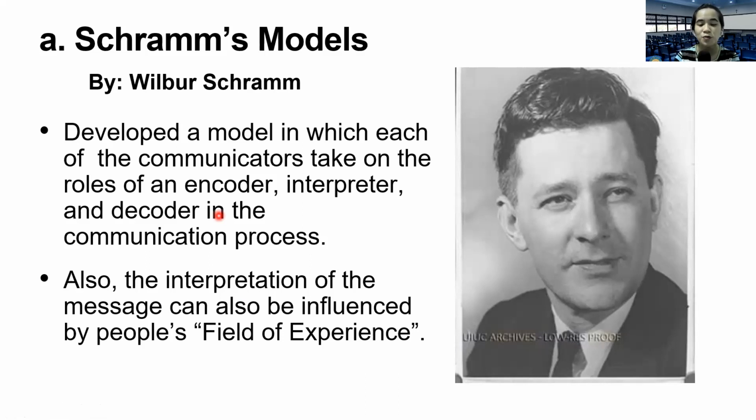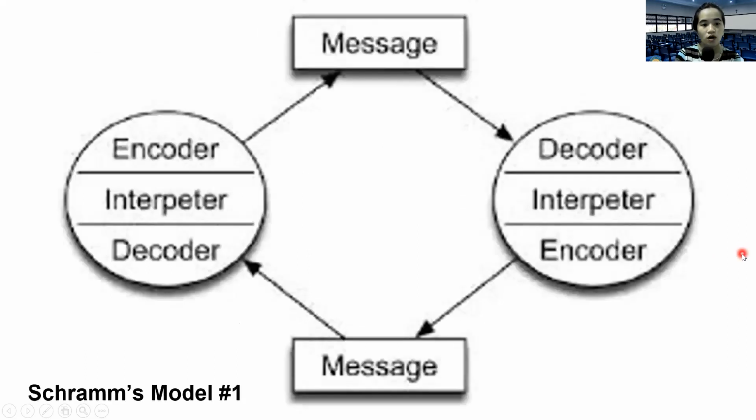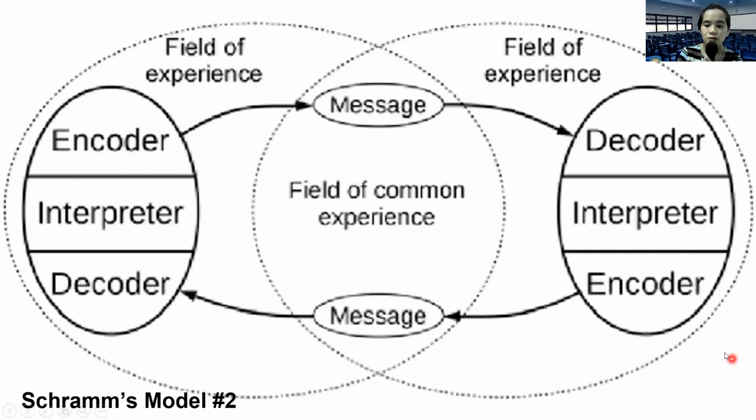So why Schramm's models? Why plural? So he has two models. So what are these two models? First is this. Okay, so you just have it there. So sender and receiver can be both the decoder, interpreter, and encoder. Okay, so it's vice versa. So here's Schramm's model number 1. Take note of that. Then for Schramm's model number 2, here it goes. What's the difference? In here now, in his model number 2, you have the field of experience.